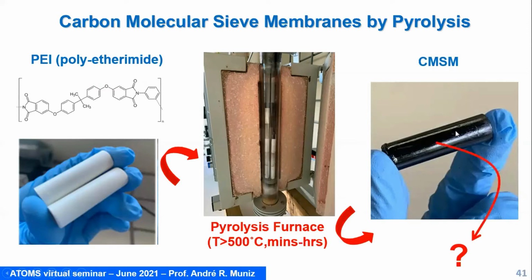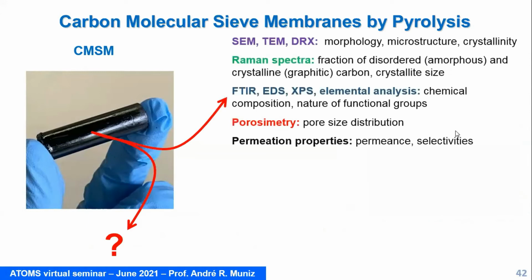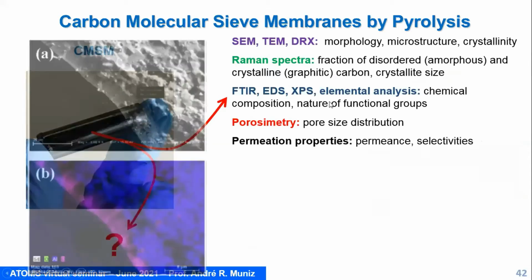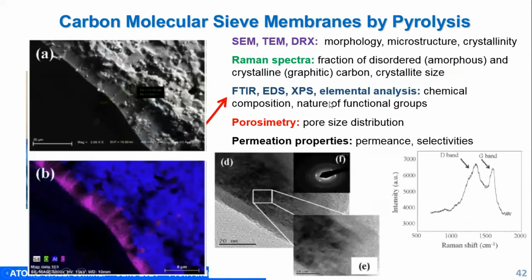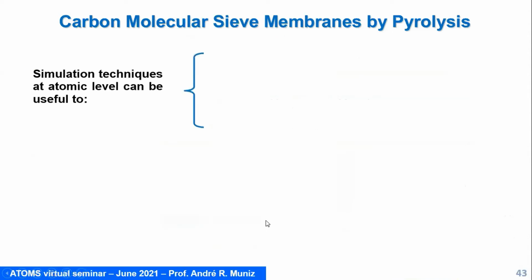And the question is, what do we have there? Of course, in the experiments, they use a series of techniques to characterize their morphology, their crystallinity, the fraction of disorder in crystalline carbon, their composition. So we get some very nice images in these studies. But we can get much more than that in terms of details of the structure. So what was our idea in this first study was to combine these techniques with simulation.